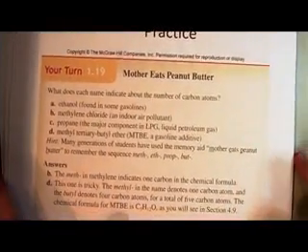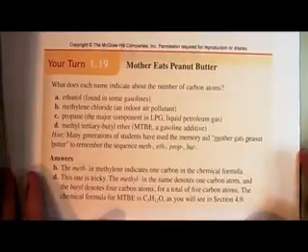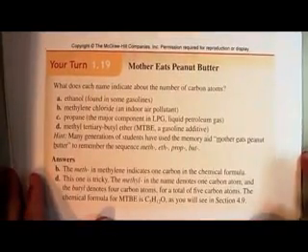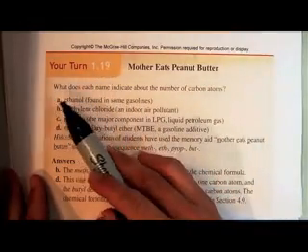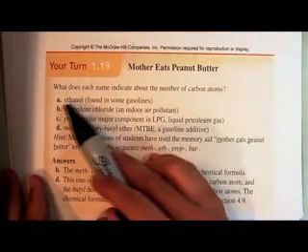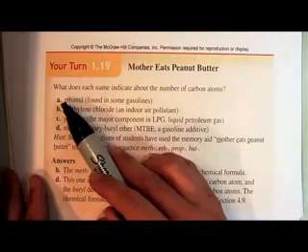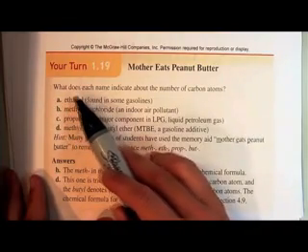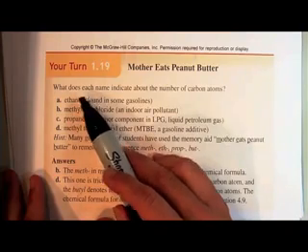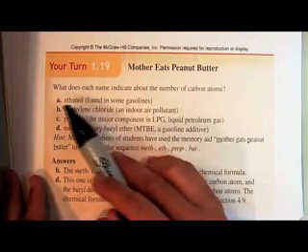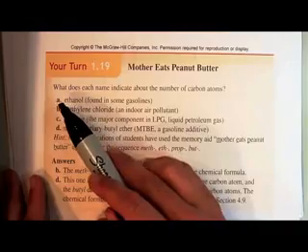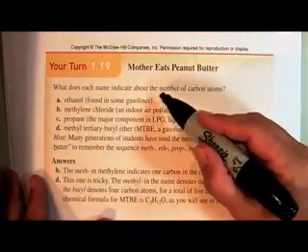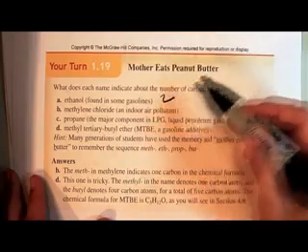There's a practice from your textbook, and it says, what does each name indicate about the number of carbon atoms? This particular compound, ethanol, the eth in ethanol is telling me how many carbons. The ol is telling me, by the way, that it's a hydroxyl group or an alcohol, but all they're asking you is how many carbons. Eth indicates that there's 2 carbons from what you just memorized.